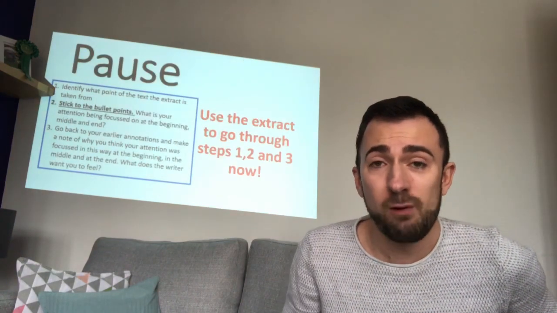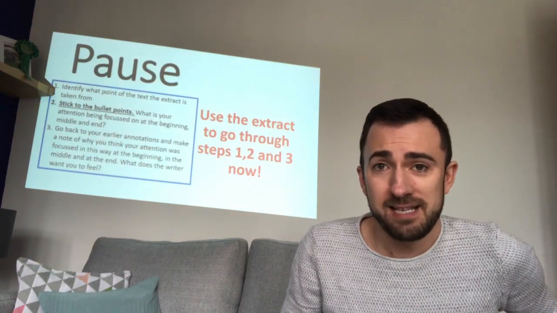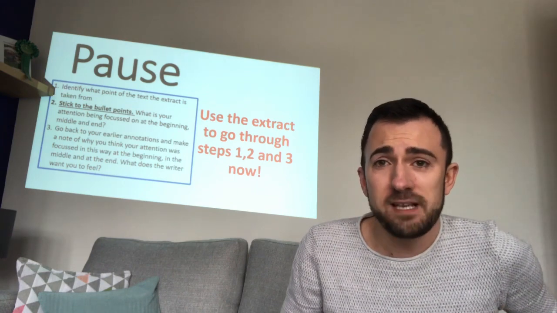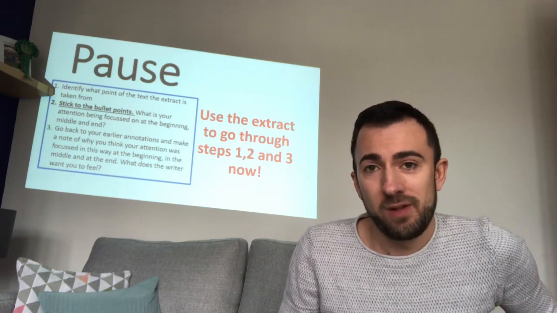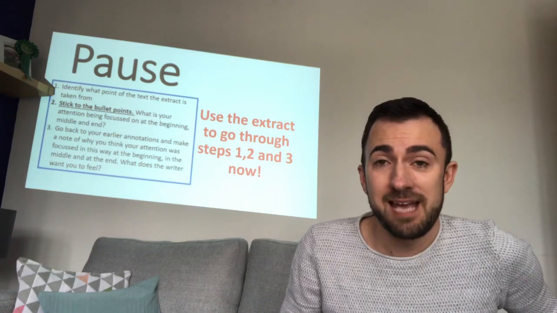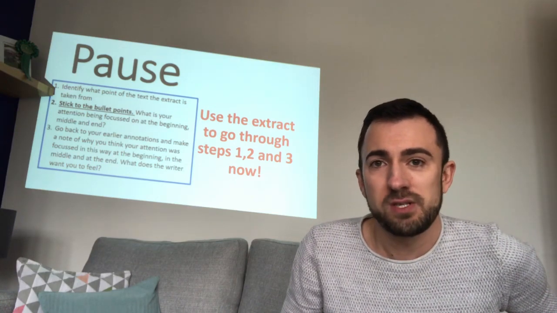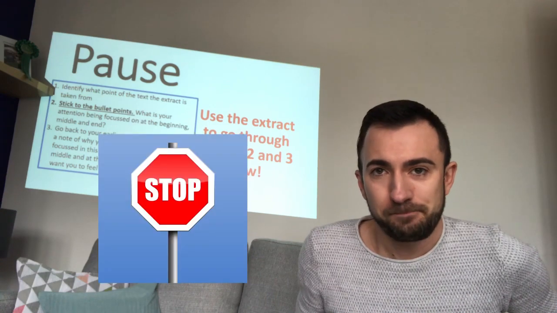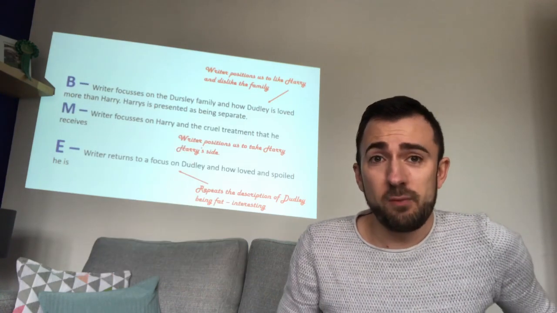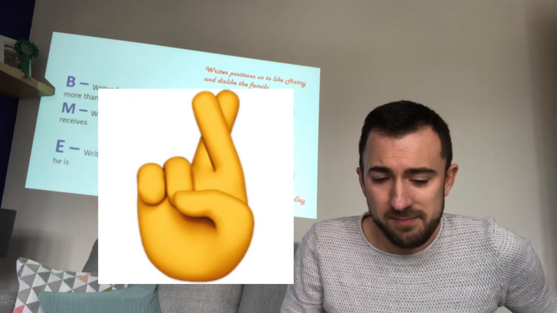You might want to pause now, have a read through the extract again, and identify what is being focused on at the beginning, the middle and the end, and maybe make some sort of annotation as to why you think the writer is making those focuses at those certain points of the text. Assuming then that we've done that, hopefully you've got something similar to me.